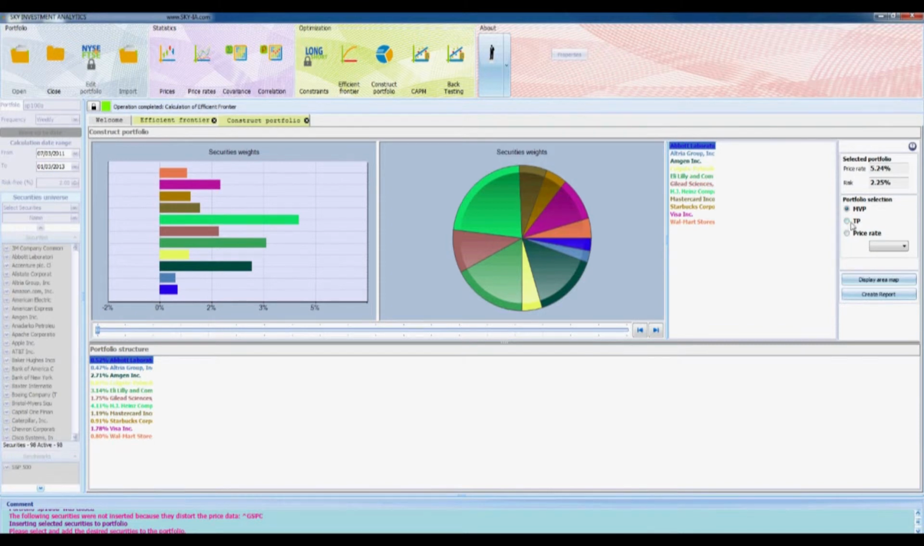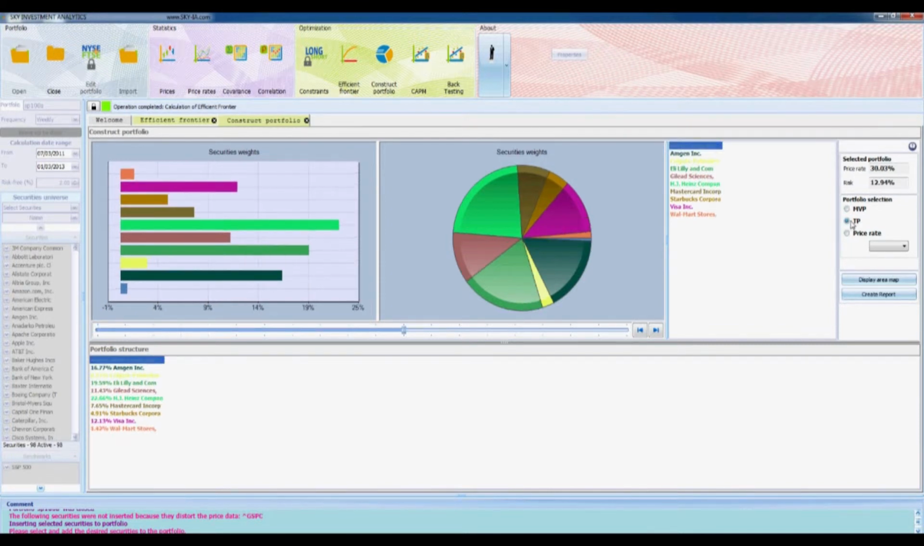This is the asset allocation screen, and suppose we choose the tangency portfolio. It is the portfolio for which we get the maximum reward for each unit of risk.